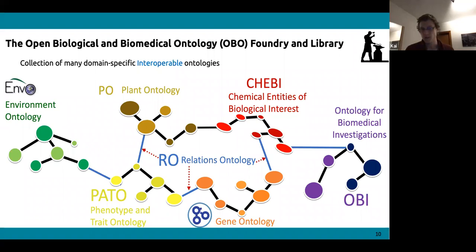Similarly, the Chemical Entities of Biological Interest is a combination of various databases about chemicals, but it's now represented within an ontology format, and it has its hierarchical structure, and it's very useful. Lots of people contribute to it. And there's others, for example, the Ontology for Biomedical Investigations, which helps to formalize the process of conducting investigations. It's more of a biomedical focus, but the principles could apply to environmental systems as well.